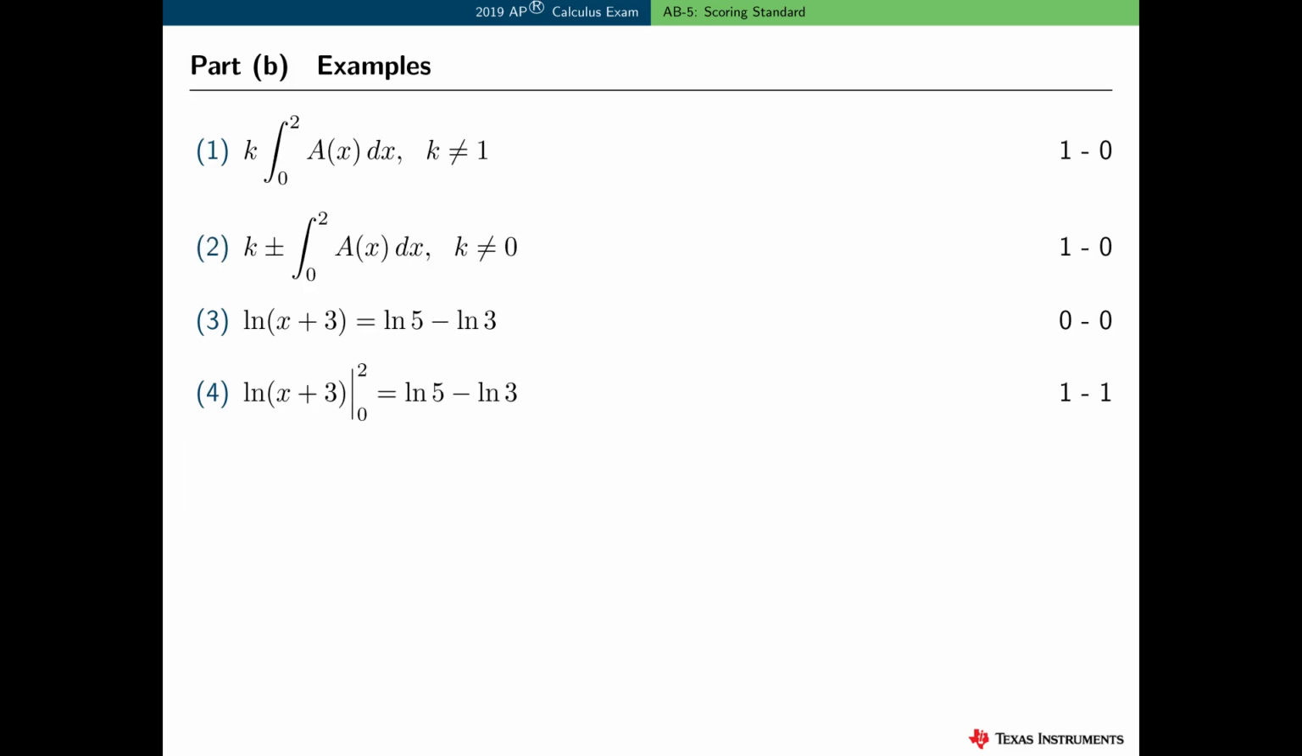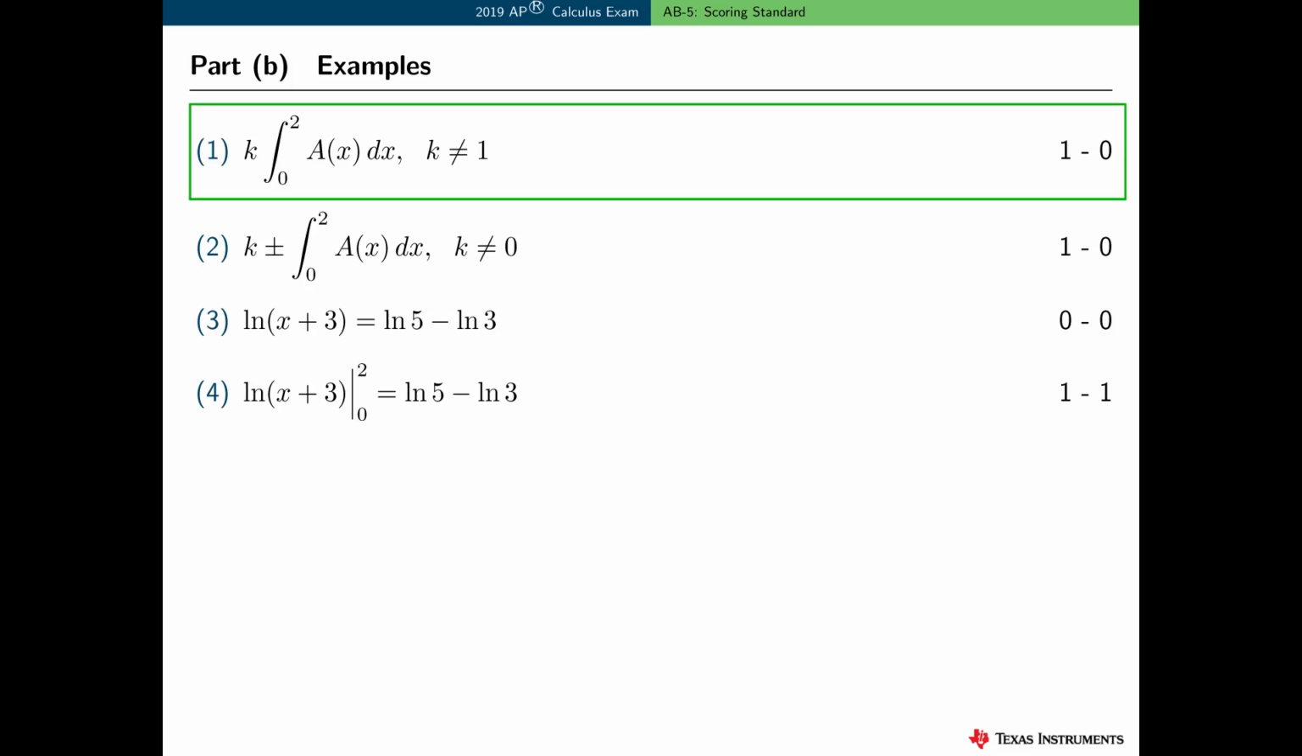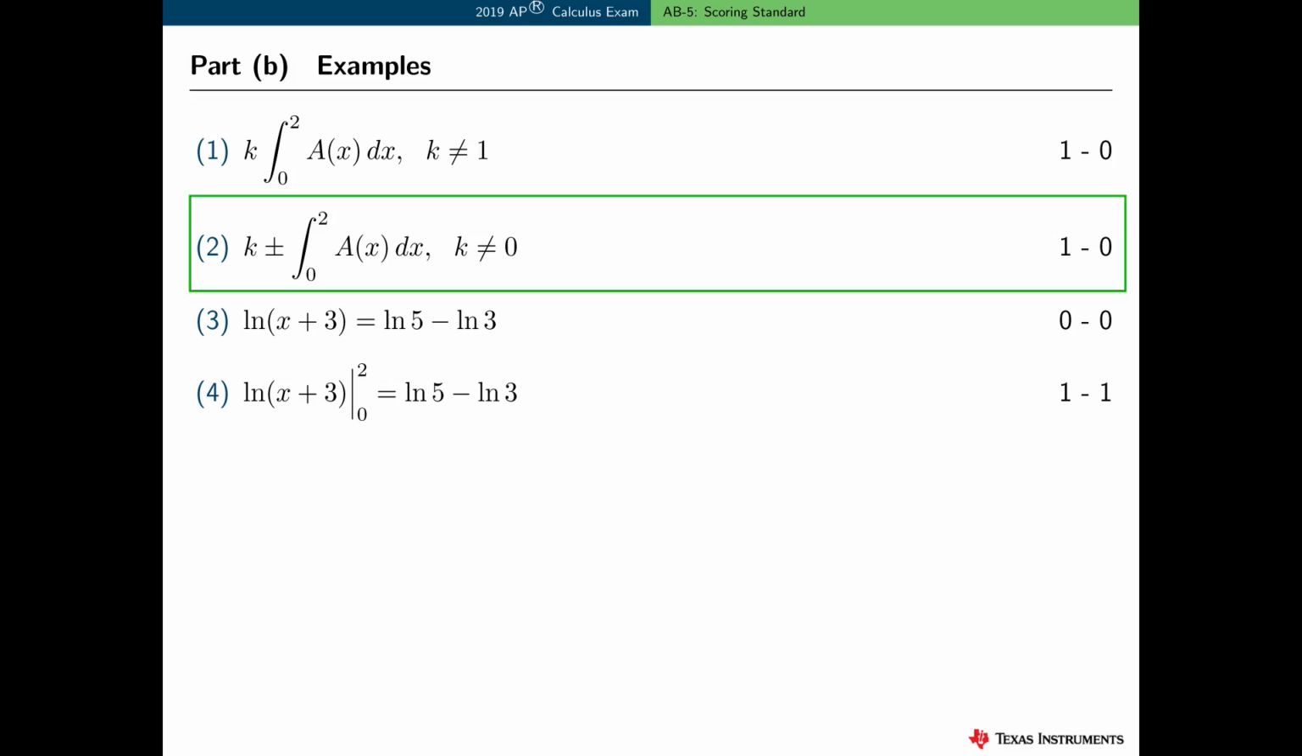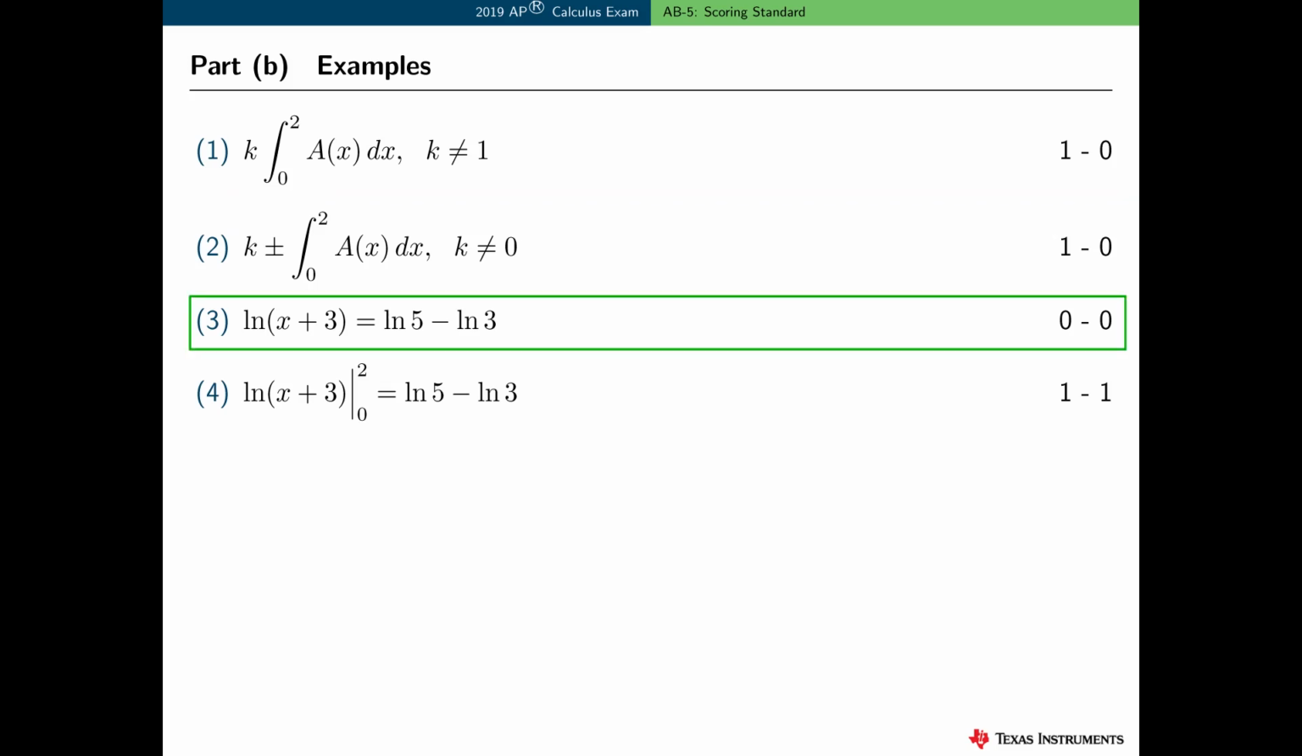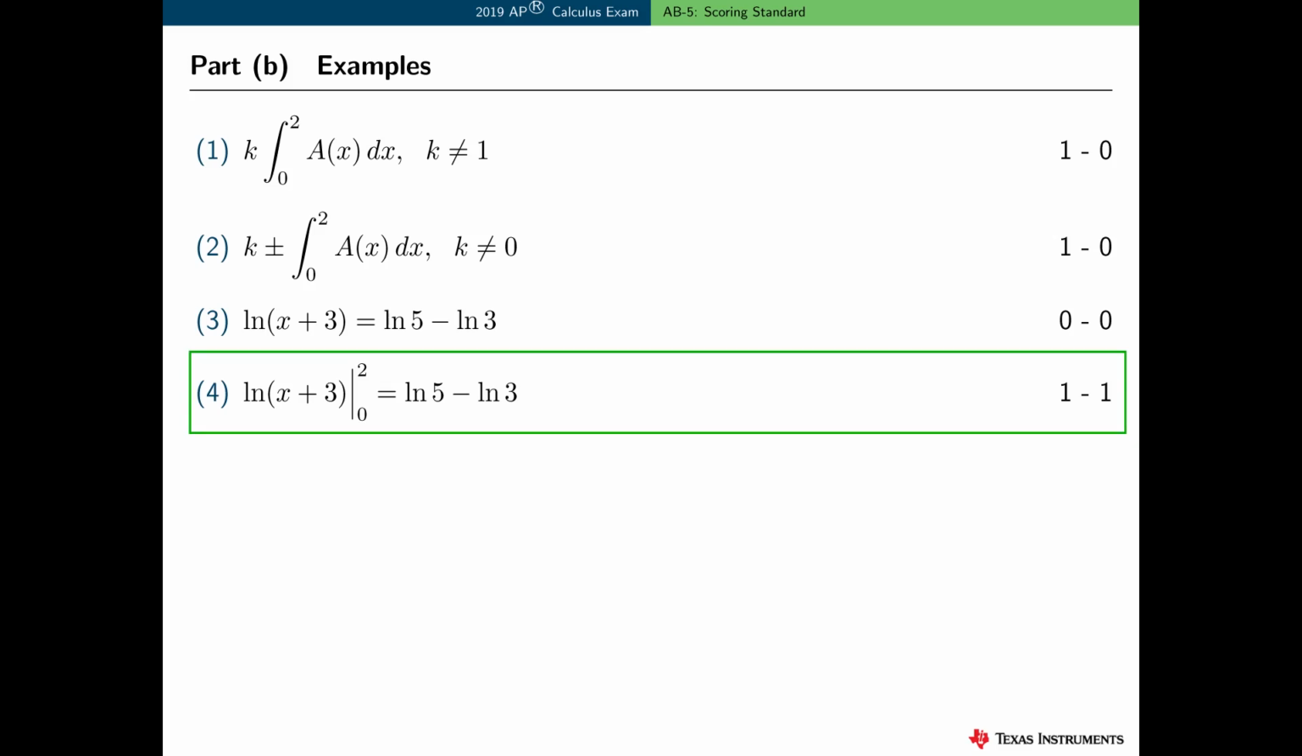Here are a few more example responses and how each was scored. In example 1, if the student includes an additional constant multiple, this earns the first point but is not eligible for the second. Example 2 is similar. However, here the student has included an additional constant in a sum or difference. This also earns 1, 0. Example 3 is one step more than a bald answer, but not quite enough to earn any points. But in example 4, the student has conveyed enough with proper notation to earn both points.